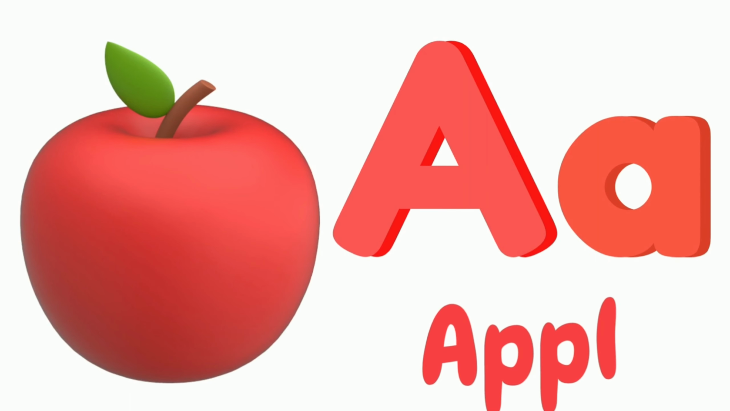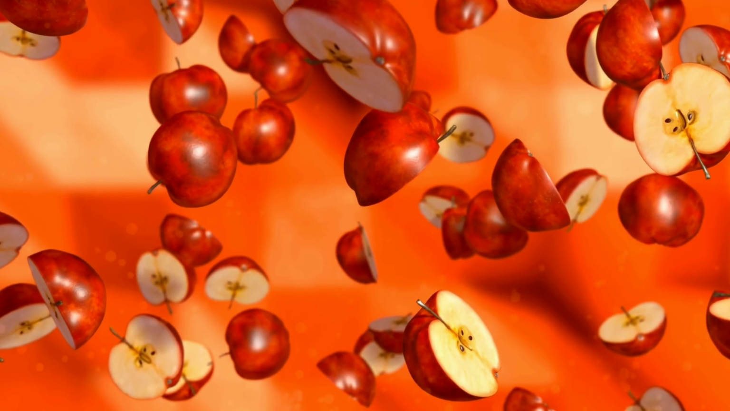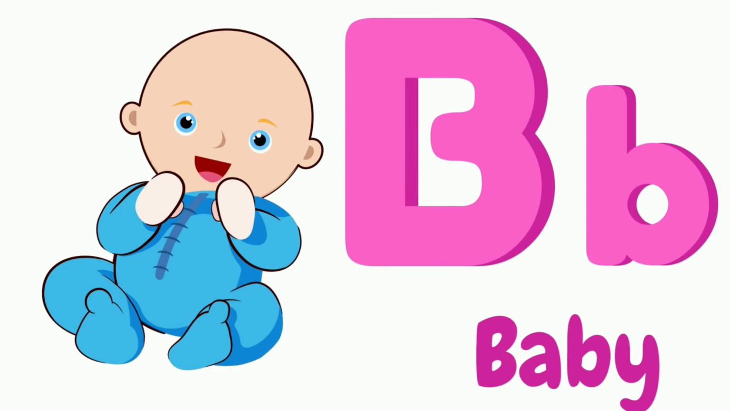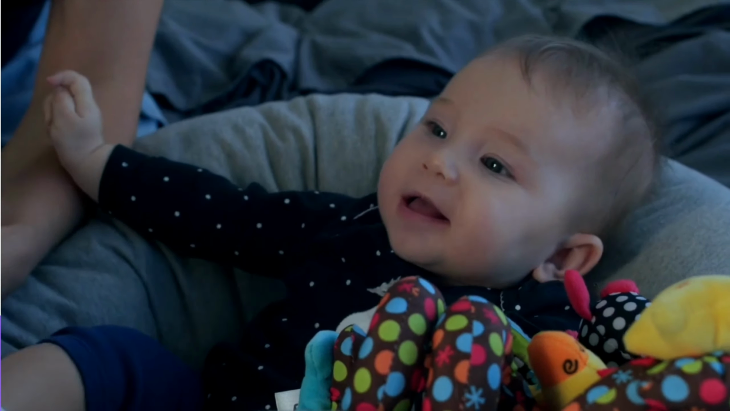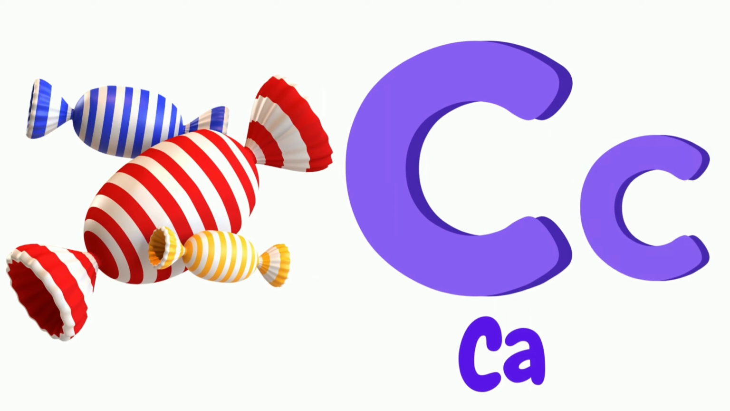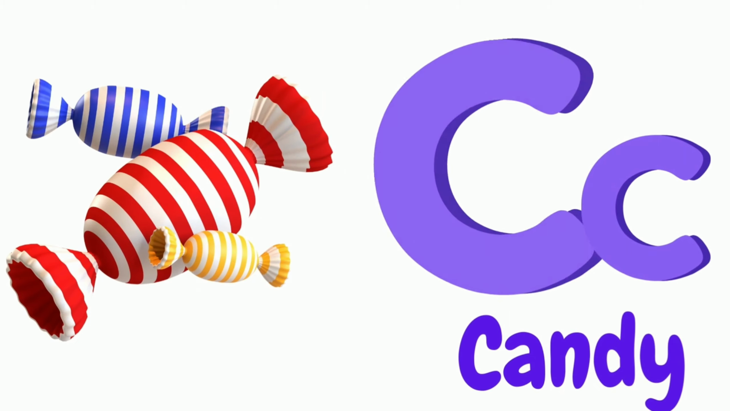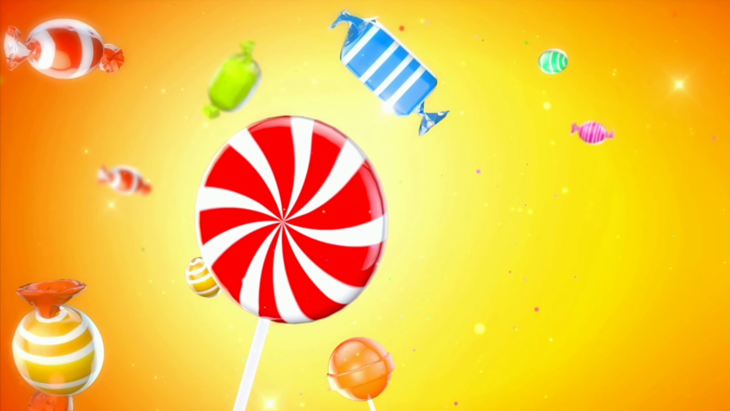A is for apple. This is an apple. B is for baby. This is a baby. C is for candy. This is a candy.